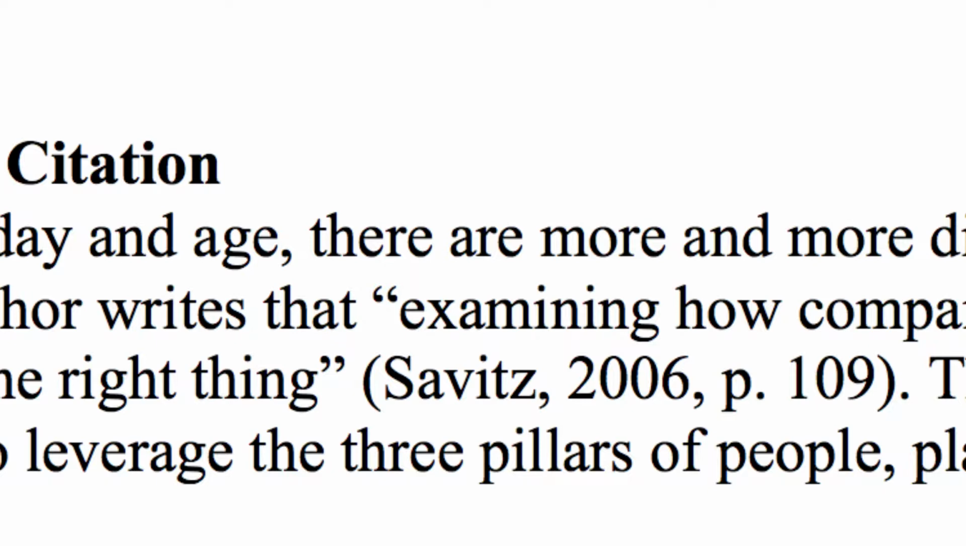Notice that we read, doing the right thing, quotation mark, no period. Doing the right thing, quotation mark, space, parenthesis, Savitz, comma, space, 2006, comma, space, P, period, space, 109, parenthesis, period, space. Notice that the right spacing here is important. Spacing after quotation mark, space after the first comma, after the second comma, and after the P, period, space, and after the final period, space. Make sure you get this just as it's noted.